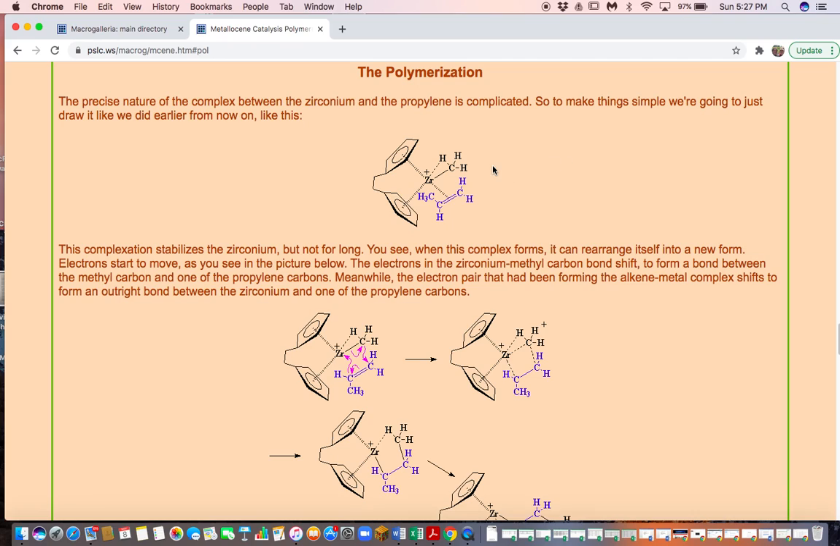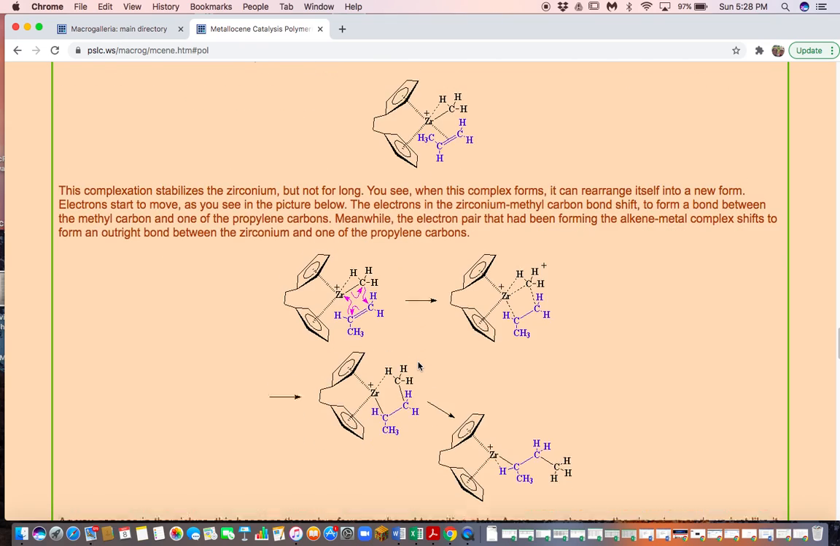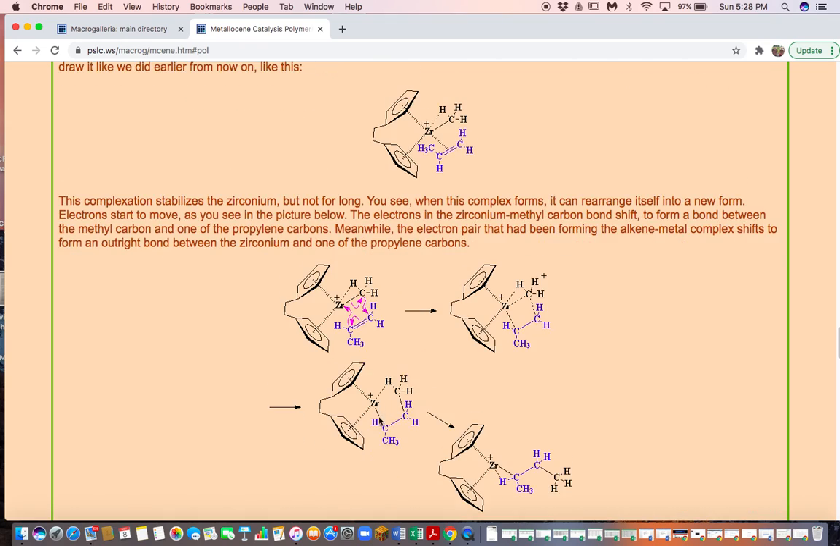All right, so here we have our complex. And once this complexes, you're going to have a bit of a reshuffling of electrons, again very similar to what we did with Ziegler-Natta. Okay? This carbon-carbon pi bond is going to break, and these electrons are going to form a full bond with your zirconium. And you can see that happens right here.